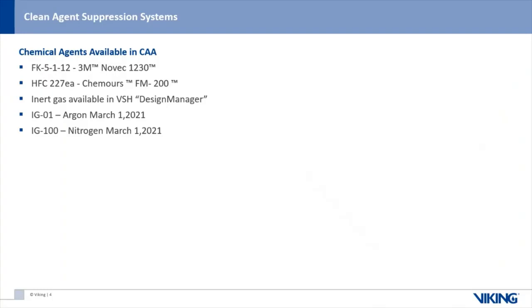We also have the design manager. So if you are designing in AutoCAD, you can use the VSH design manager to calculate. And we have the same agents, the halocarbon agents, FK5112, HFC 227, available in the design manager if you're designing in AutoCAD. And then we're looking forward to having argon, which is chemical IG01, in the future. And we're also looking forward to having IG100 nitrogen in the near future here, maybe in March of 2021.